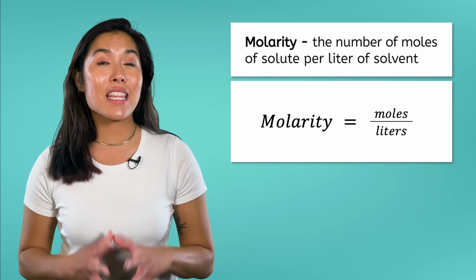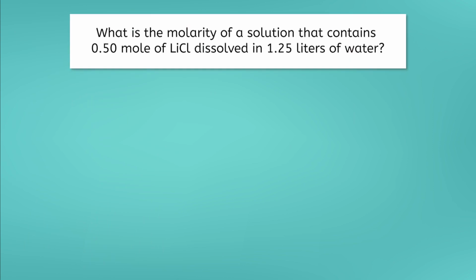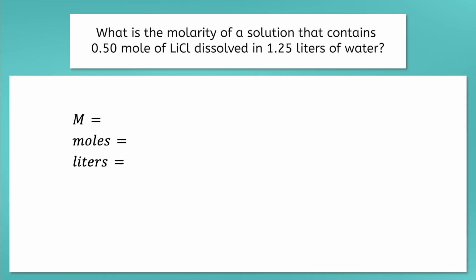Let's practice calculating the molarity or concentration of various solutions. What is the molarity of a solution that contains 0.50 mole of lithium chloride dissolved in 1.25 liters of water? Let's use the same method we used for our density problems, and start with a list of our variables. Our formula for molarity is M equals moles divided by liters. So for our list, we need an M, moles, and liters.